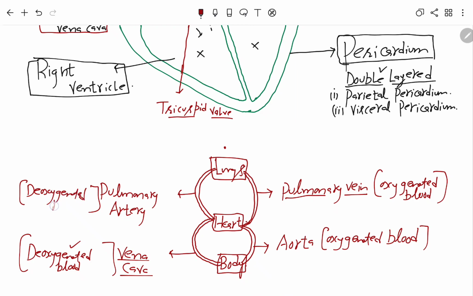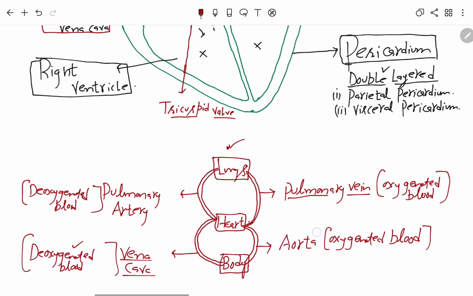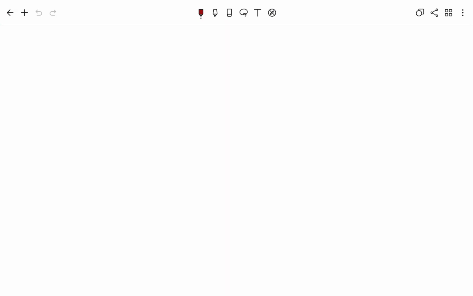deoxygenated blood. Okay, so understand this process very carefully. If we start the cycle from lungs, it's going to the heart, from heart to body, then body back to heart, and then back to lungs. So if the cycle is started from the lungs, while coming back from the body towards the lungs, it is entering again into the heart. So in a single cycle, blood is entering into the heart twice. This phenomenon is known as double circulation. You got my point?